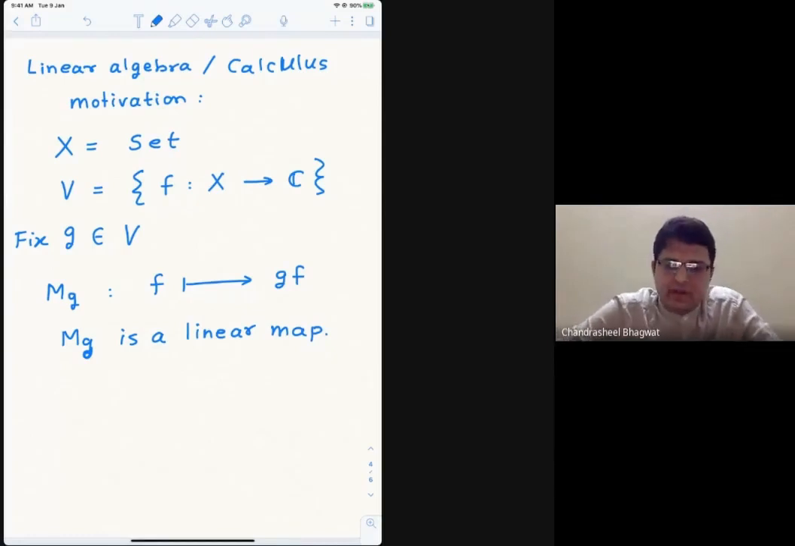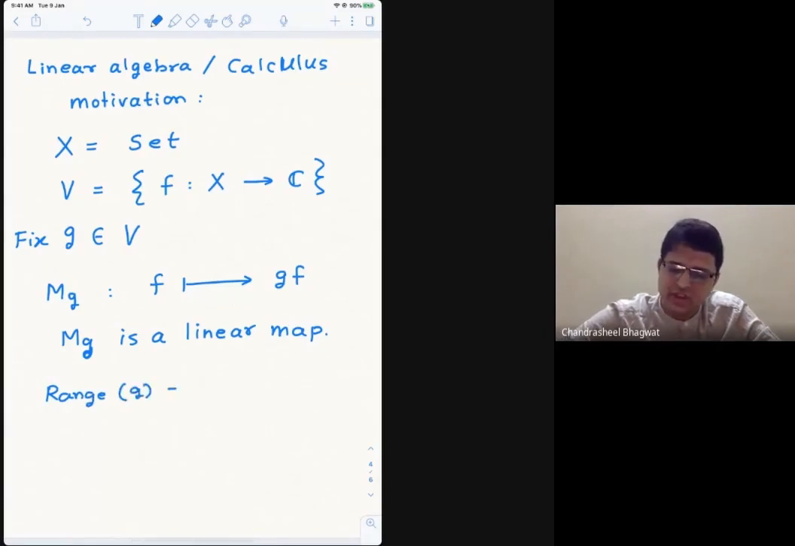Okay. Now let's ask ourselves a question. So first of all, just to bring the things into proper perspective, let me recall a familiar notion called range of a function. So range of function g is the set of all values in complex numbers which are taken by this g. So this will be of the type g of x, where x is in X.